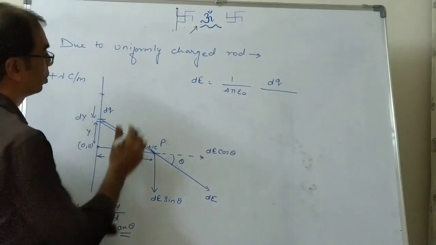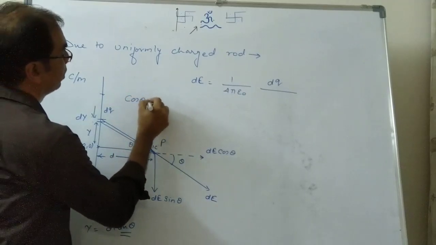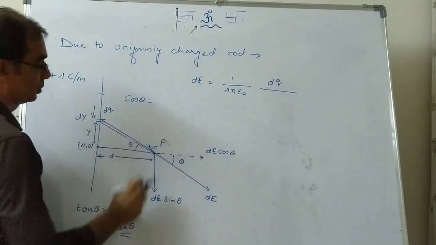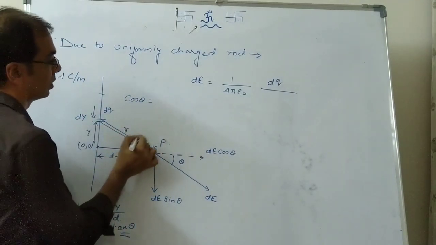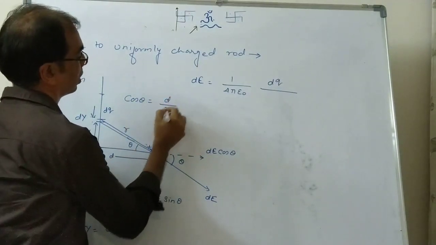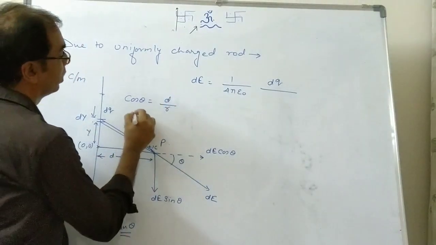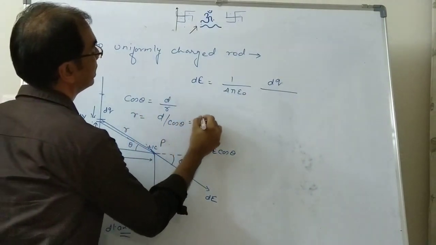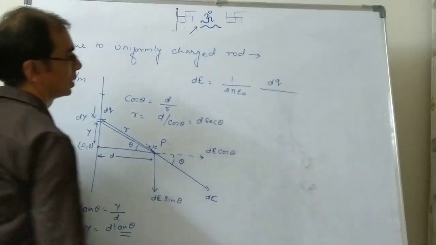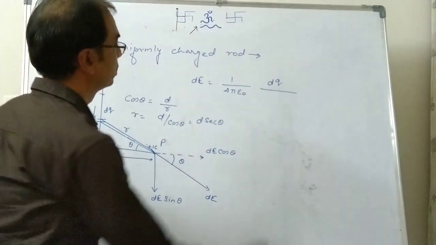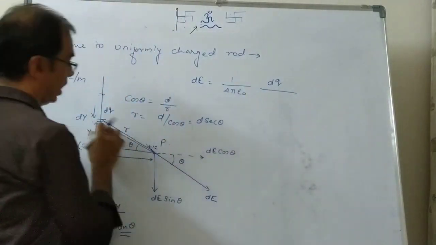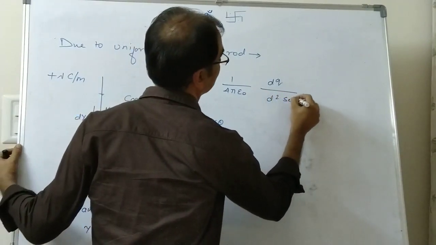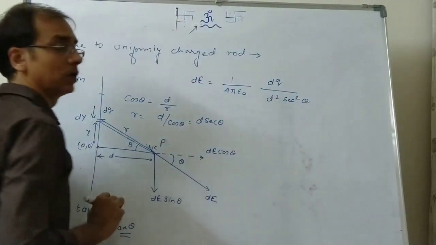Now what we know, cos theta equal to d by this. Am I correct? If I say this is r, then cos theta equal to d by r. Right? So r equal to d by cos theta, or we can say d sec theta. Correct or not correct? Correct. So we can write over here dq by r square. r square means d square secant square theta. Is that okay?